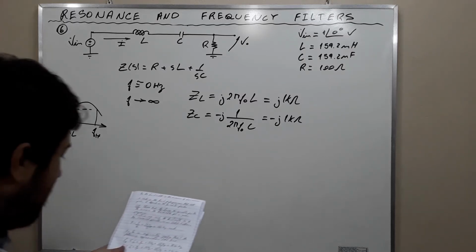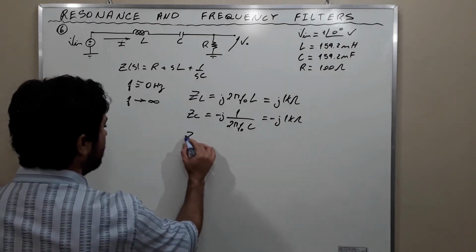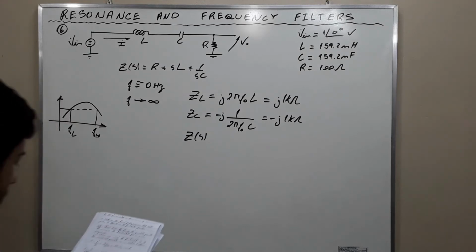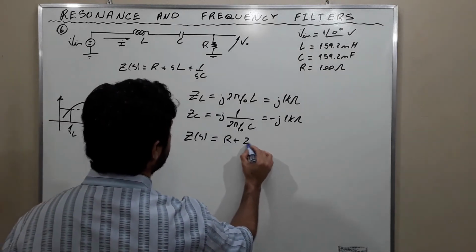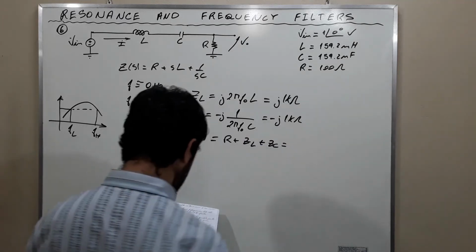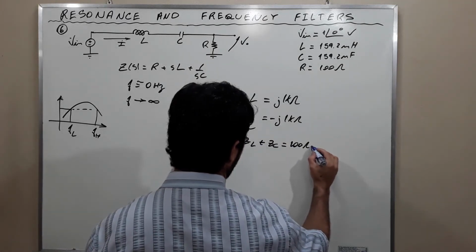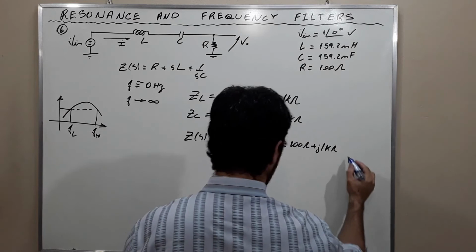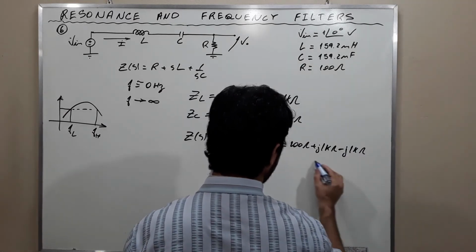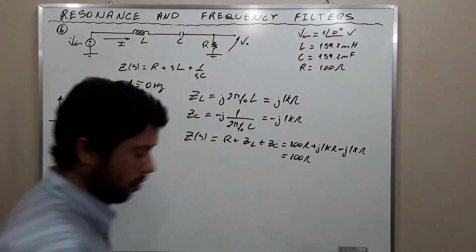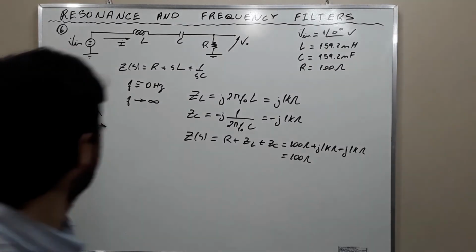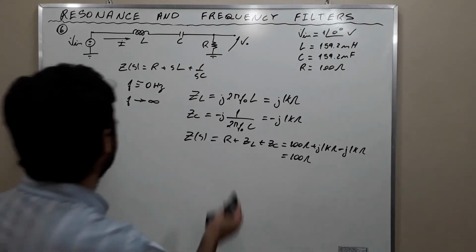Then at resonance, Z of s, the equivalent impedance, is R plus ZL plus ZC, which is equal to 100 ohms plus j1 kilo ohms minus j1 kilo ohms, and this is equal to 100 ohms. Okay? Now let's go to letter B. Letter B. This is all for letter A. Let's go to letter B.